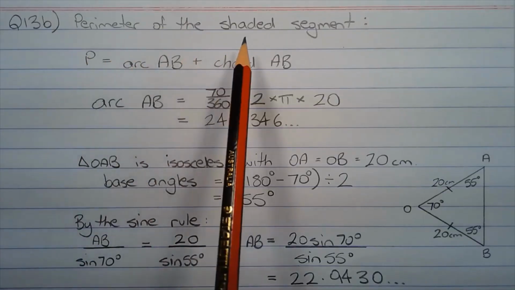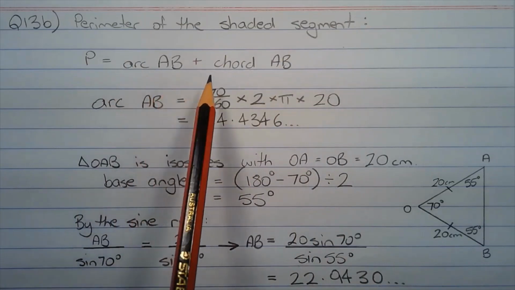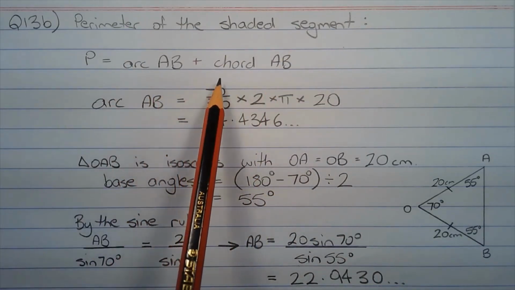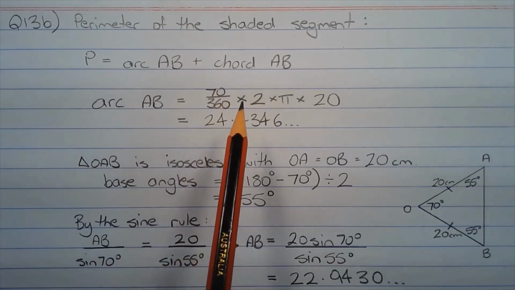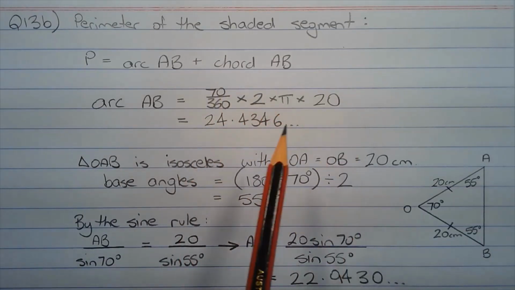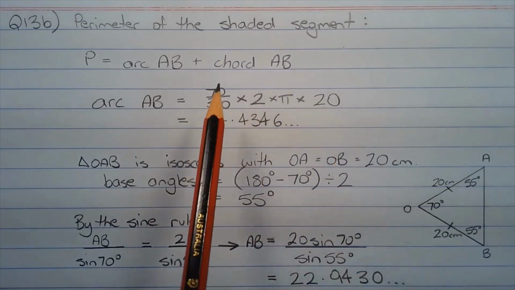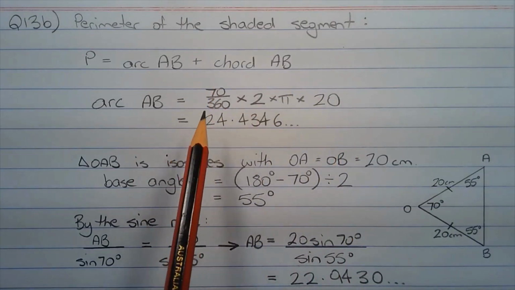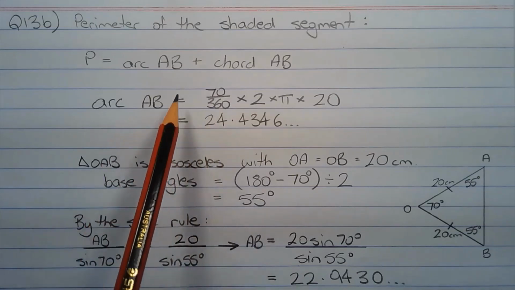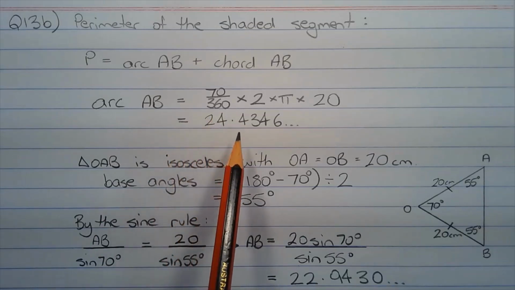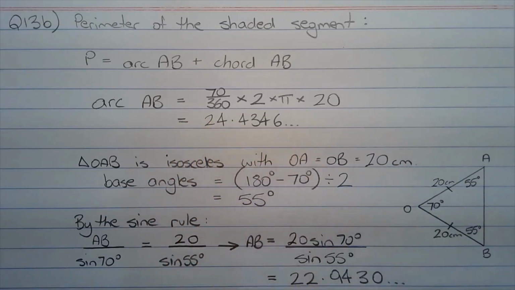The perimeter of the shaded segment is arc AB plus chord AB. Now, arc AB is found by taking 70, dividing that by 360, and then multiplying that by 2 pi r. Now, 2 pi r represents the circumference of a full circle, and 70 over 360 represents the fraction of the circle that's represented by arc AB, since there are 360 degrees in a full circle. And that equals 24.4346, and so on.